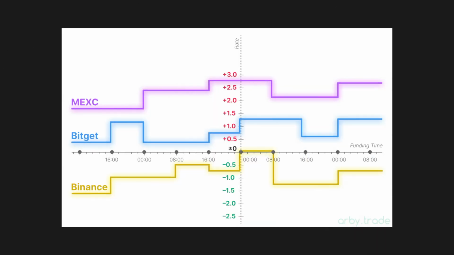What else do you need to know? Funding is calculated several times a day, typically every 8 hours, at 0, 8, or 16 UTC. Some exchanges may have a slight time offset, and sometimes exchanges calculate funding every 4 hours or even every 2 hours. The funding calculation itself happens exactly at the specified time.